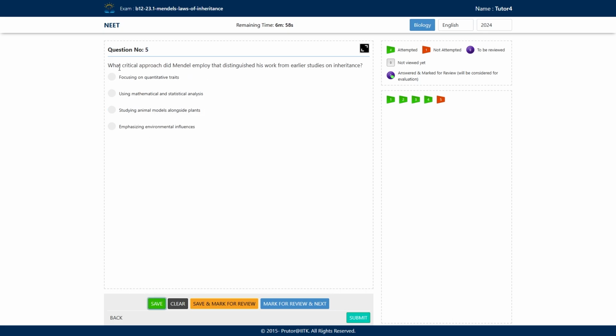Now, this one question: what critical approach did Mendel employ that distinguished his work from earlier studies on inheritance? So what was the innovation done by Mendel? Why is his work considered very significant and robust? Option A, focus on quantitative traits. Option B, he used mathematical and statistical analysis. Option C, studying animal models alongside plants. And last one is emphasizing environmental influences. What would be the correct answer here? The correct answer will be option B, using mathematical and statistical analysis. So Mendel pioneered the use of mathematical and statistical analysis in his work.